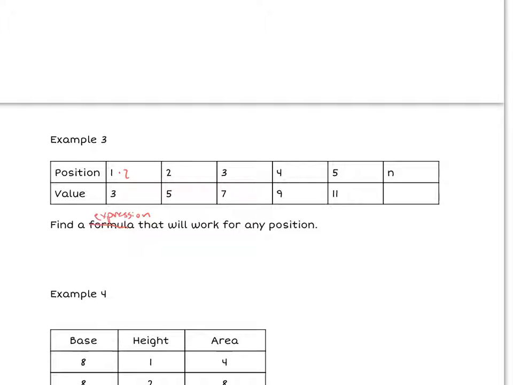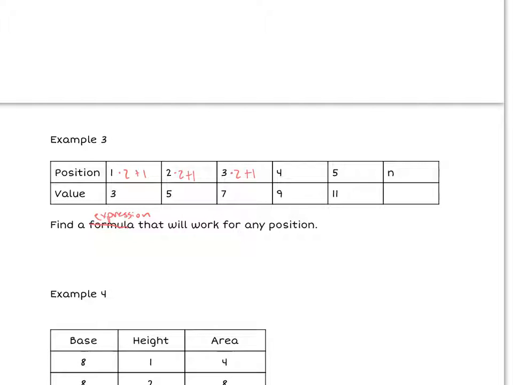How do we get to 3 from there? Plus 1. Let's try it on the next one. 2 times 2 gets us to what number? 4. And then if we add 1, do we get to 5? What about 3 times 2 plus 1? Does that get us 7?